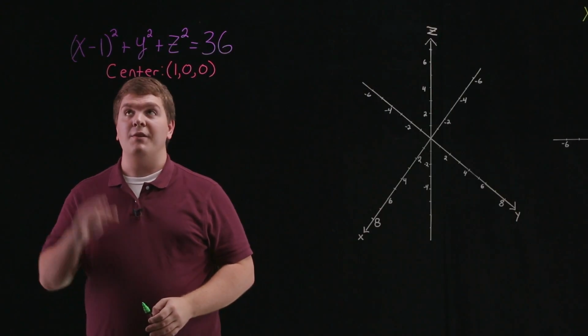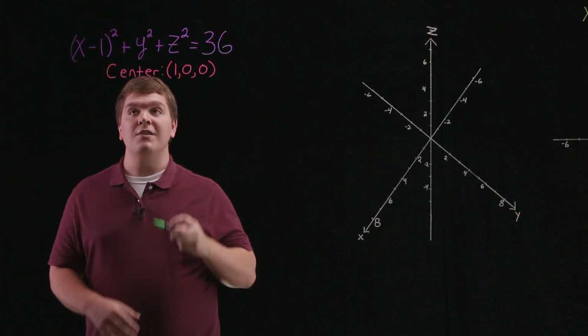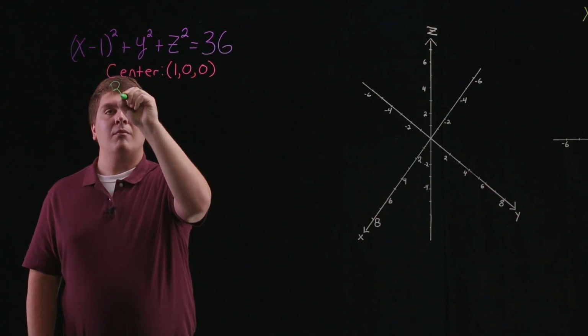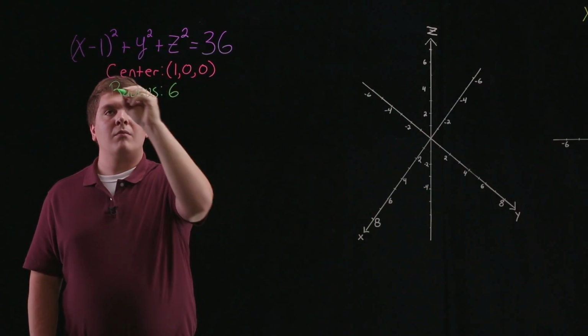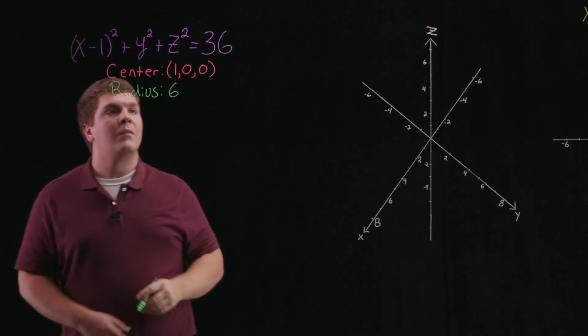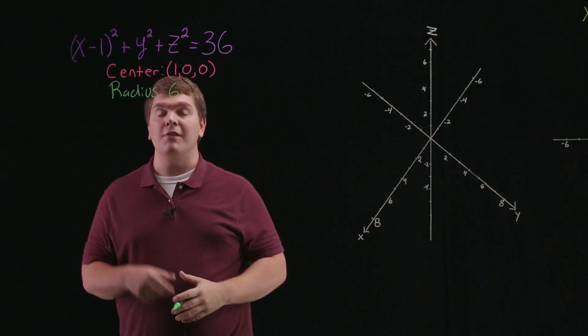Now also by looking at this equation, we see the radius of our sphere is the square root of 36, which is just 6. So now we can use these two pieces of information to go ahead and sketch the graph of our sphere.